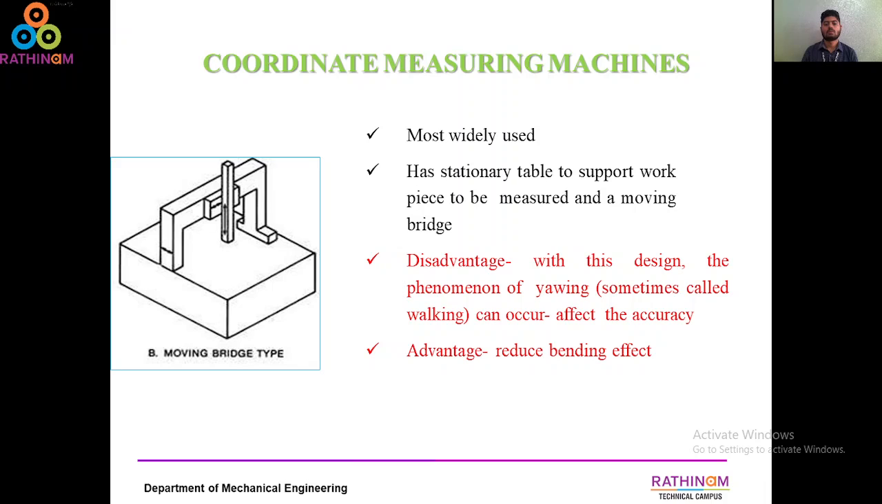Next one is the moving bridge type. Most widely used, this type of measuring machine has a stationary table to support the workpiece to be measured and a moving bridge. So what are the disadvantages? With this design, the phenomenon of yawing, sometimes called walking, can occur and affect the accuracy. This accuracy may be affected a little, okay, not that much. Then the advantage: it reduces the bending effect. It doesn't have any cantilever system, so bending does not happen at the beam which is holding the probe.